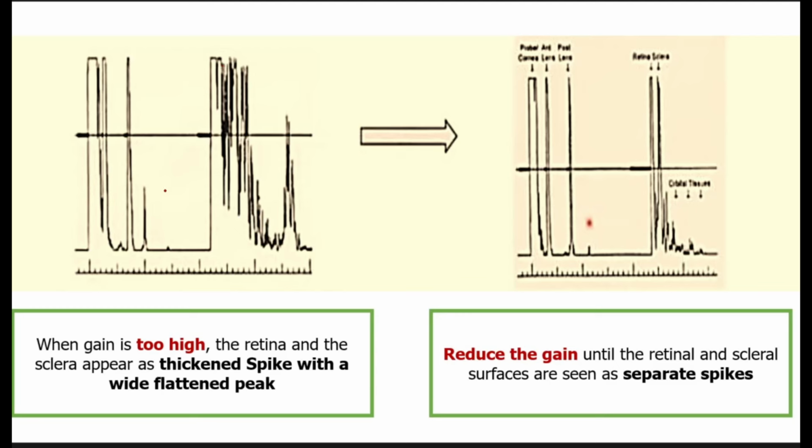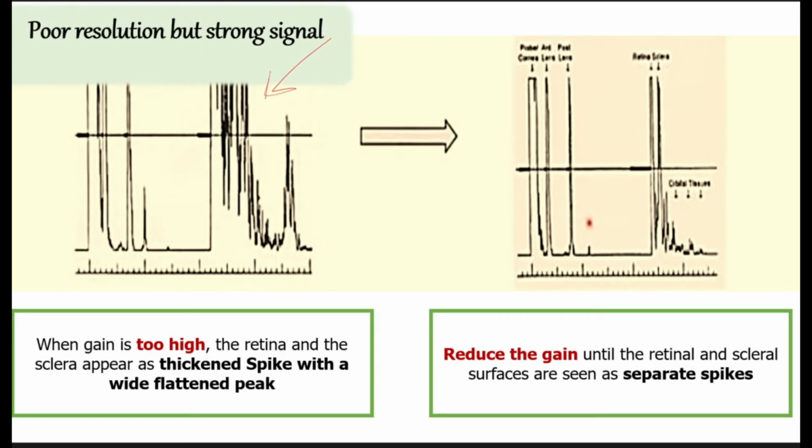Now in the first picture, you can see the gain is too high. So when the gain is too high, the machine has become more sensitive and it's picking up every random signal, and therefore you can see there's a lot of noise over here. Instead of seeing two spikes, one from retina, one from sclera, we are seeing this broadened, thickened spike with a flattened peak, right? This indicates that there is too much gain.